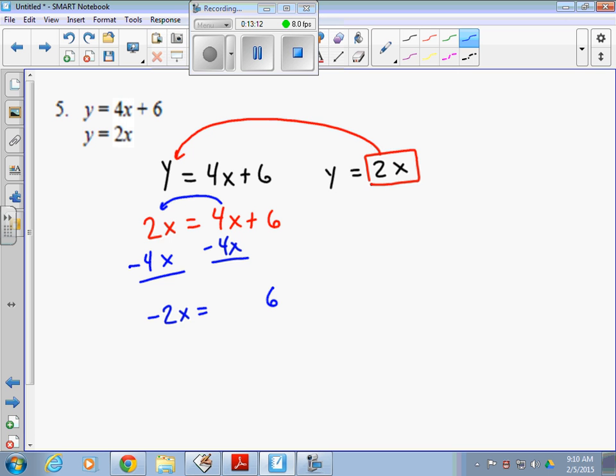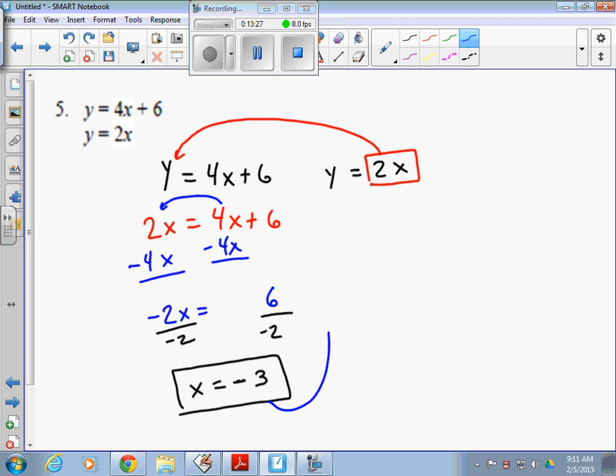Still have 6 on this side. Divide by negative 2. A positive divided by negative is a negative. 6 divided by 2 is 3. X is negative 3. Take that value, x is negative 3, put it in place of x.